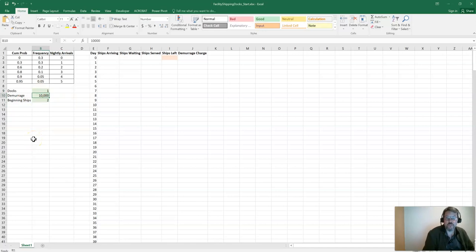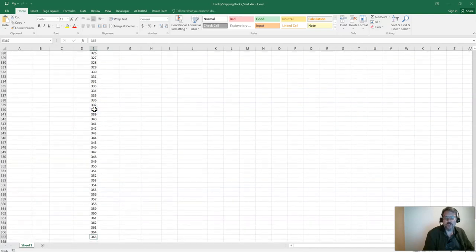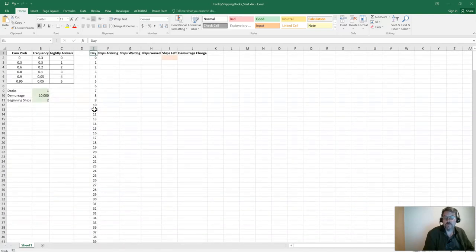This is the charge if there are any ships that have to sit overnight because they can only unload one ship per day. And the model actually has to start with a certain number of ships. So this isn't a single model. A single trial of this is actually an entire year. It's 365 days. That's a one trial model.